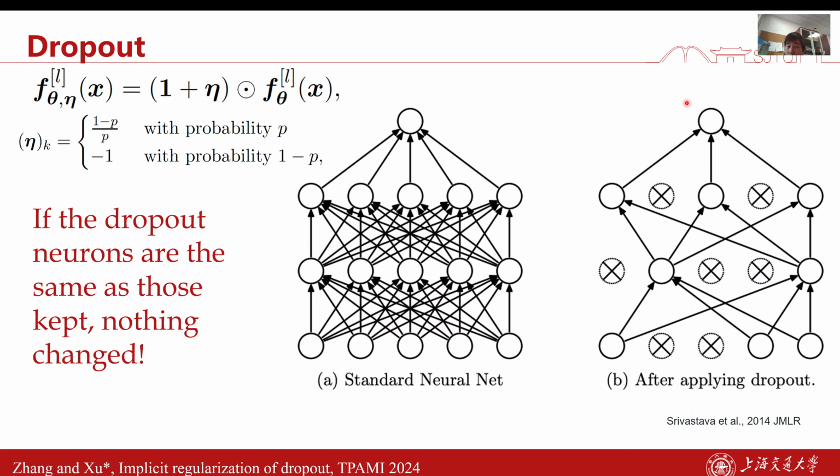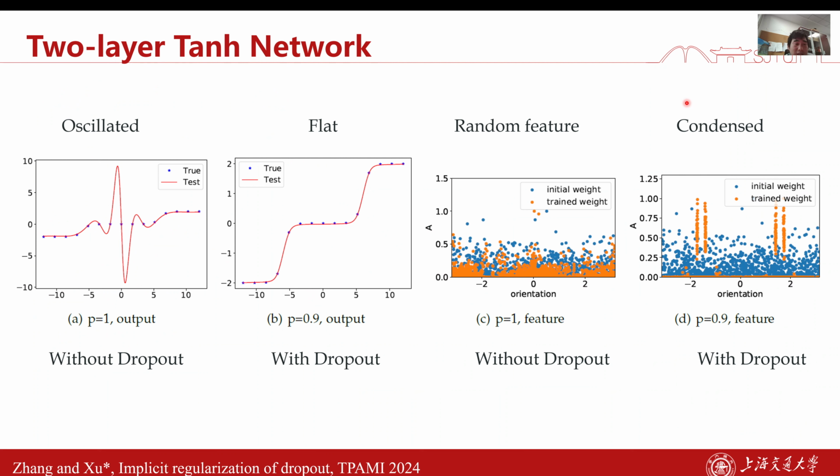And all neurons being the same means what? It means condensation happens. So now let's take an example. We initialize the neural network with large initialization, and these training data points, the blue data points, are exactly the same for these two cases. And we can see that for large initialization without dropout, it has a very significant oscillation. But once you have dropout, it uses a relatively flat curve to fit this.